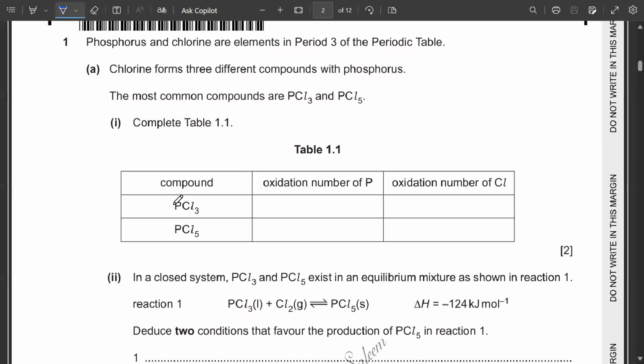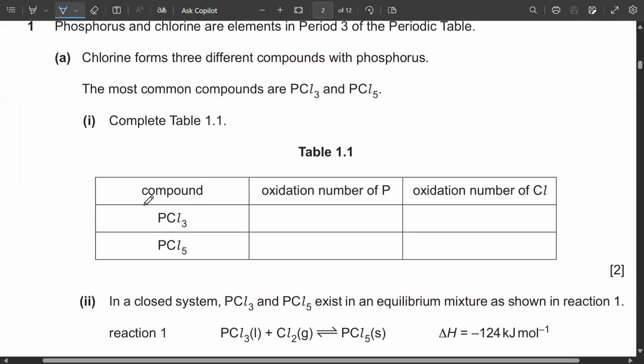So we can see from here that chlorine is more negative as compared to phosphorus, and that's the reason chlorine has a negative oxidation number. Since it belongs to group number 7, it has -1. And from here we will find the oxidation number of phosphorus. If it is -1 for one chlorine and 3 times gives -3, then phosphorus will have +3 over here. And in PCl5, it is -1 times 5 for chlorine to give -5, and phosphorus will have +5.